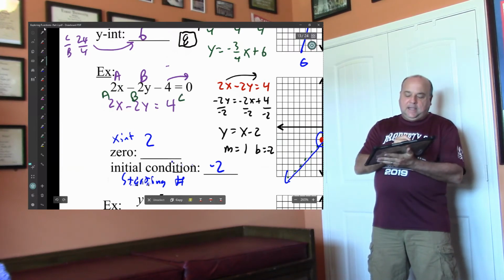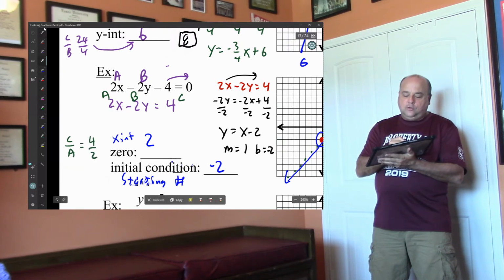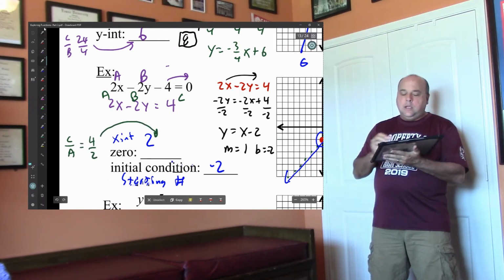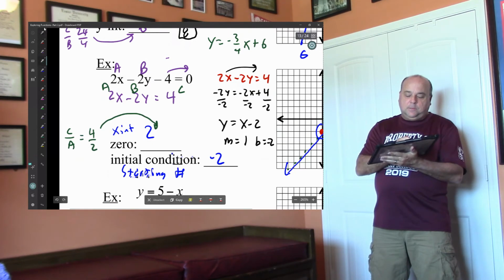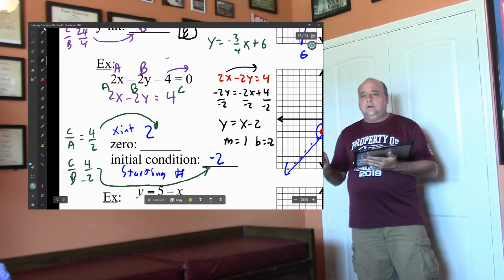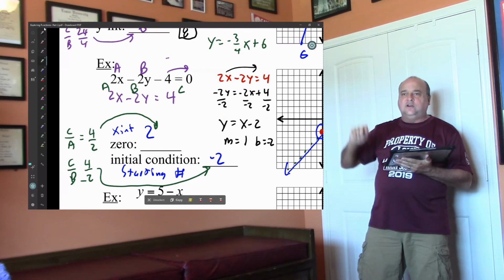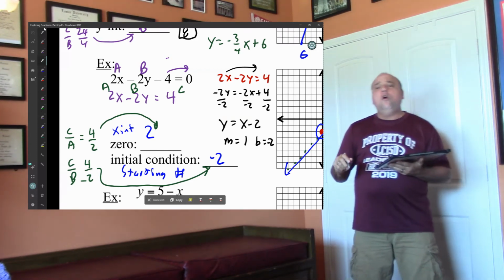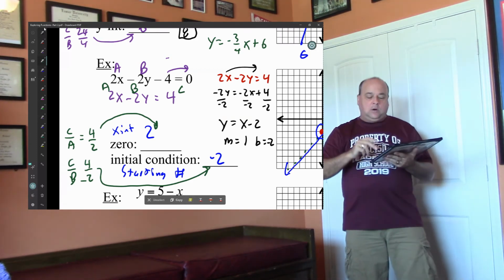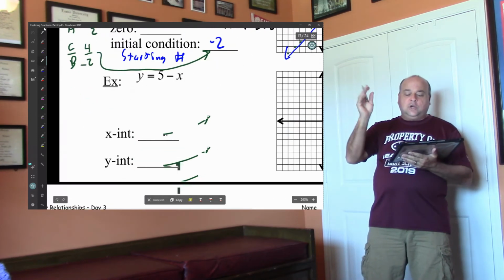So my x-intercept is going to be C over A, which is 4 over 2, which is equal to 2. My y-intercept is going to be C over B, which is 4 divided by negative 2, which is equal to negative 2. So C over A is the x-intercept, C over B is the y-intercept. That's more power.